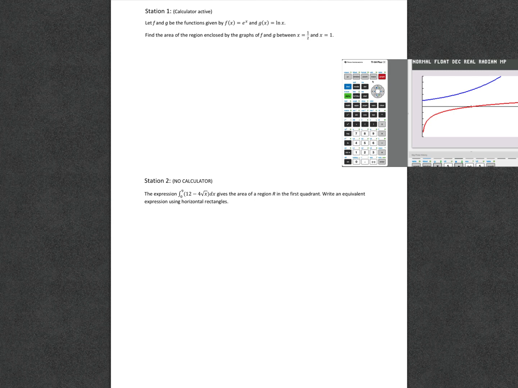We'll do it by hand first. So now we know we're going to do the integral from 0 to a half. Whenever they tell you between two x values, those are going to be the limits. And then we'll do the top function minus the bottom function. Then for us in the calculator, we'll go from 0 to a half. e to the x was y1, and ln x is y2, so it should look like that.